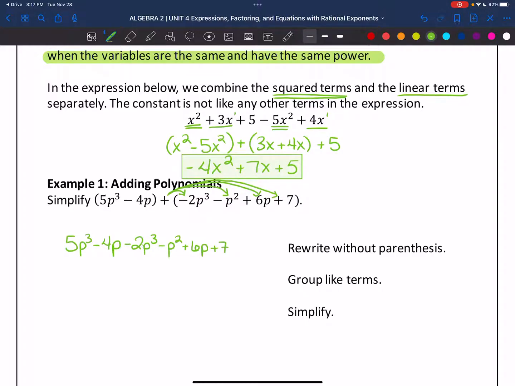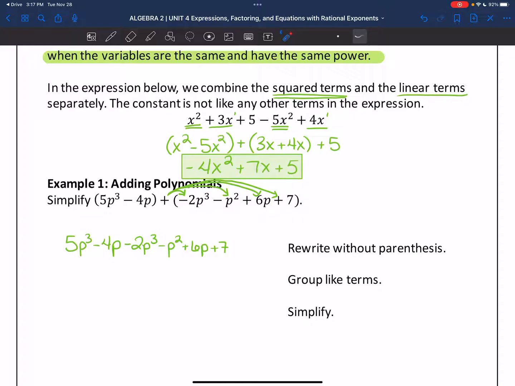None of the signs in this second polynomial change because we are adding. If you're adding a negative, it's really subtracting. If you're adding something that's positive, adding a positive is addition. So we have rewritten without parentheses.